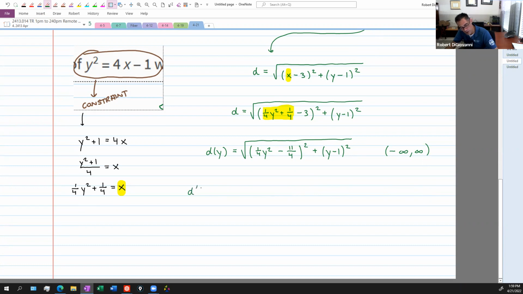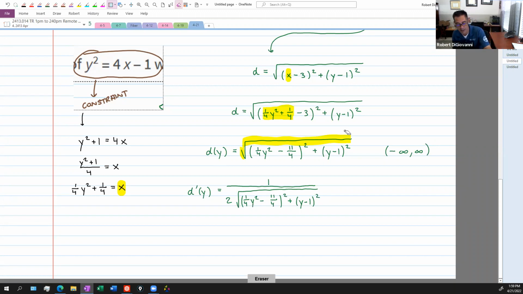So d prime of y equals, all right, what I see first is that I have a square root, right? And I know the derivative of the square root of something is always 1/2 times 1 over the square root of that something. Okay, I'm going to write that down. 1/2 times the square root of that something, 1/4 y squared minus 11/4 squared plus y minus 1 squared. All right, that's the derivative of the square root part.